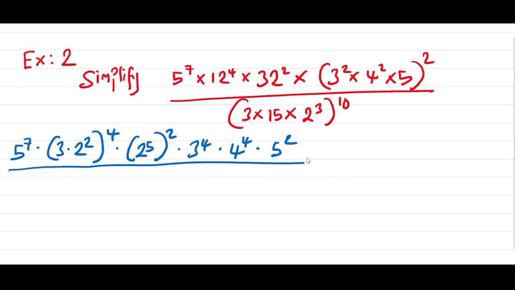3 to the 10th power multiplied by 15, but we'll write this as 3 times 5, to the 10th power, multiplied by 2 to the power of 3 times 10, 30.